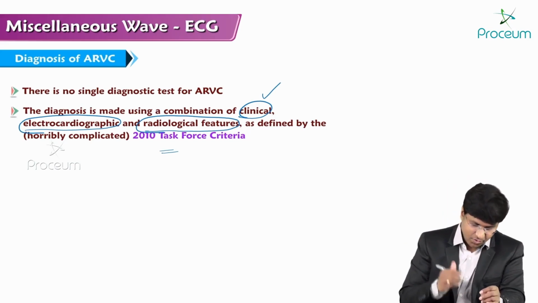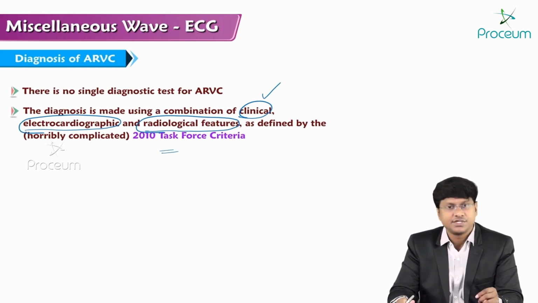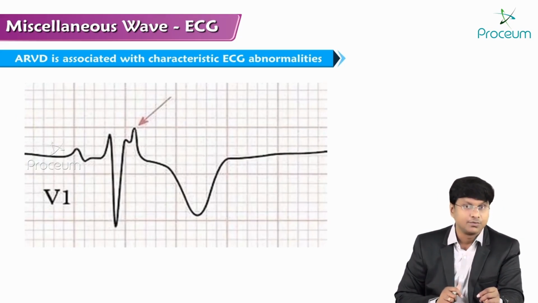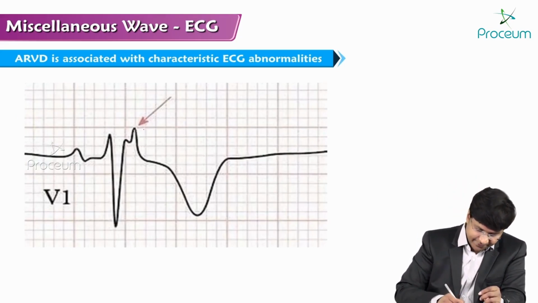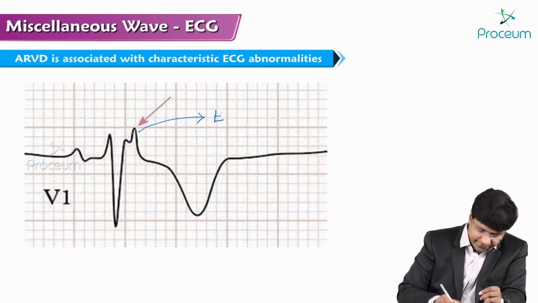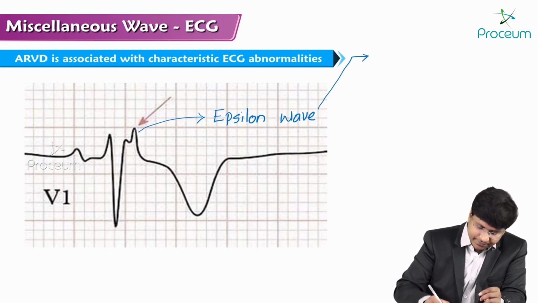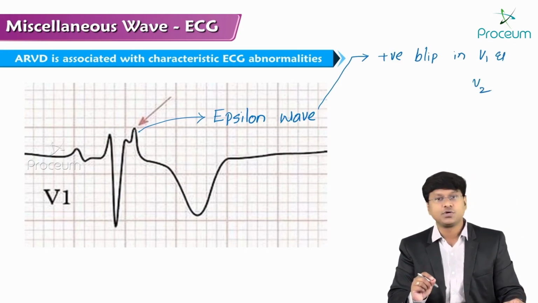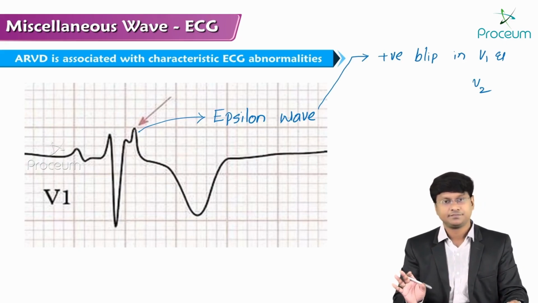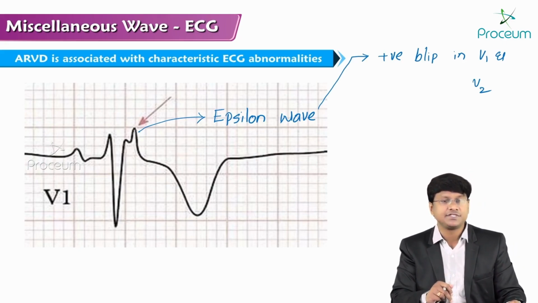Alright, next. What will be the electrocardiographic manifestations in ARVD? That is what we are discussing now. In ARVD, you will have the presence of the Epsilon wave. Right? And this particular Epsilon wave is a positive blip in V1 and to a certain extent even V2. So that is the Epsilon wave. Alright. That will be the ECG feature of arrhythmogenic right ventricular dysplasia.